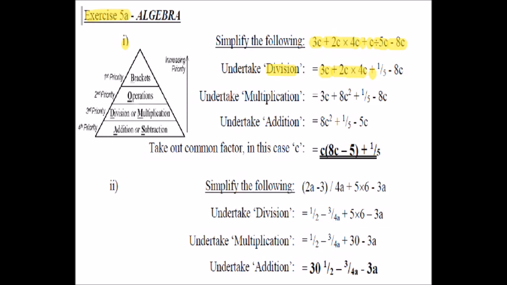If I put a 1, it might help you follow the pattern through there. 1c divided by 5c. So the c's cancel to leave you with 1 upon 5, and then take away the 8c. If I look at the multiplication next, I've got the 2c times the 4c, so I'll get 3c plus 2 times 4 is 8, c times c is c squared, plus the 1 upon 5 minus the 8c. Looking at the addition next, I've got the 3c take away the 8c, so that will give me minus 5c, and I've got the 8c squared plus the 1 upon 5th from the previous line.